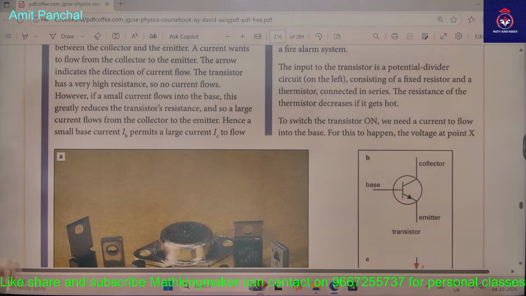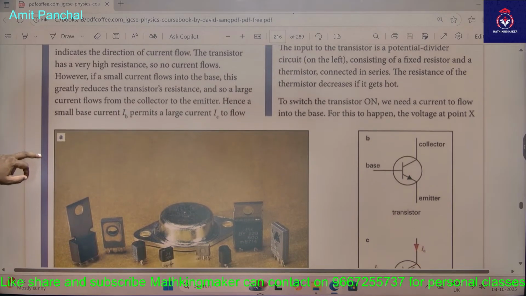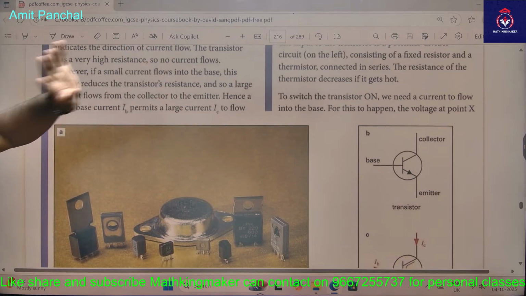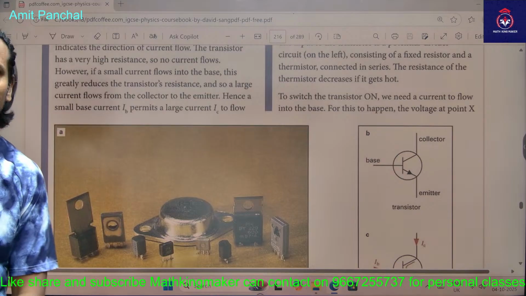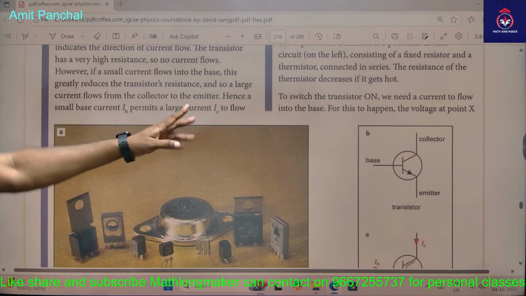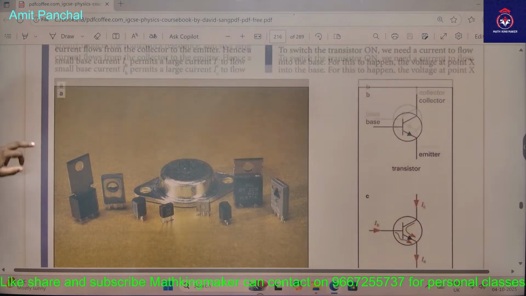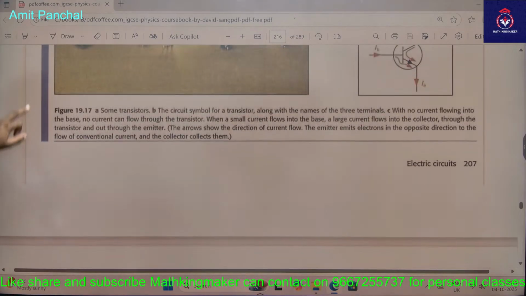Got it? Hence a small base current IB permits a large current IC to flow. Unless you have base current, the current will not be flowing into the emitter. So that is the main idea behind this transistor.